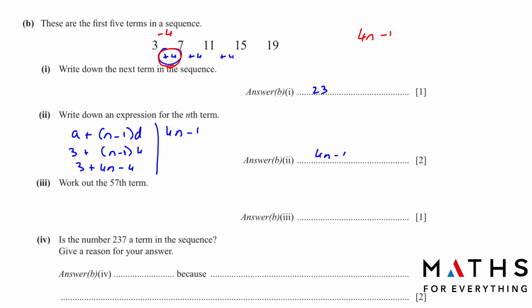We have our equation, 4n minus 1. In place of n, substitute 57. That will give us 227.